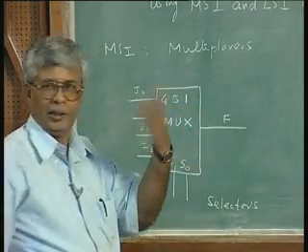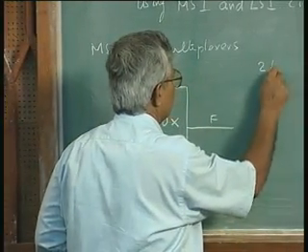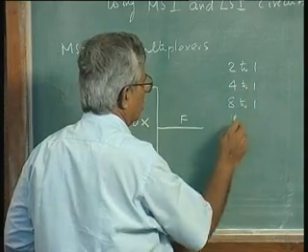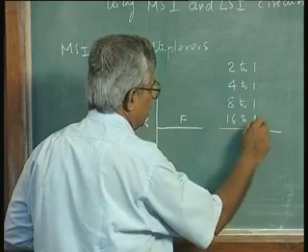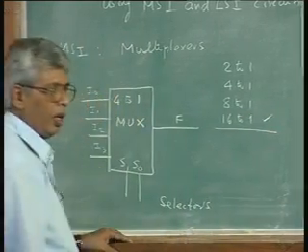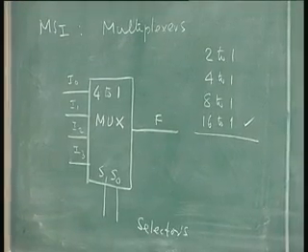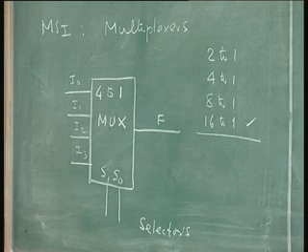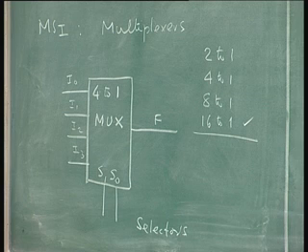If you say 4 to 1, naturally the number of selectors is 2. I can have a 2 to 1 mux, a 4 to 1 mux, an 8 to 1 mux, a 16 to 1 mux. Beyond this, even 16 to 1 sometimes will not be available, and beyond that you have to make your own muxes. That is possible. Having a smaller mux, you can connect a tree of multiplexers to realize larger muxes.